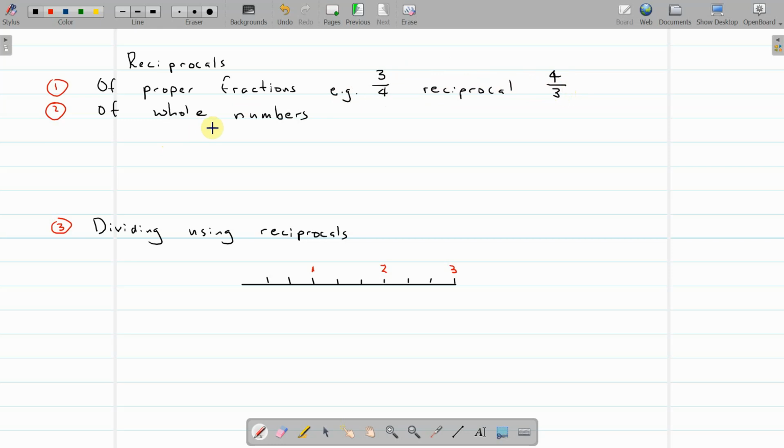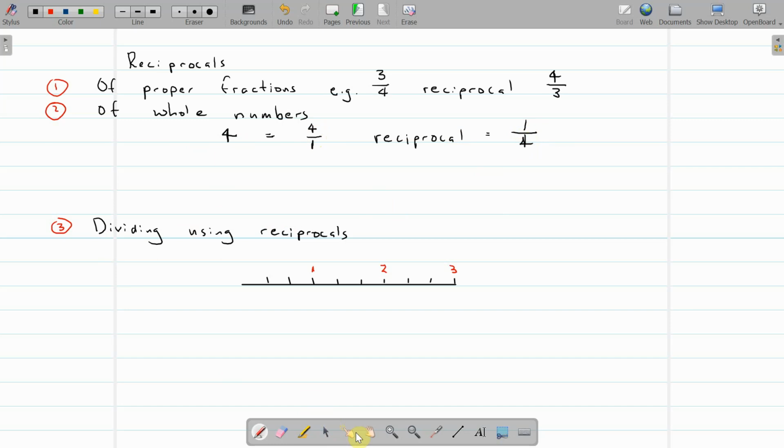You do the same with improper fractions. Denominator becomes numerator, numerator becomes denominator. Whole numbers. Well, let's go with 4. 4 can be written as a fraction. So whole numbers can be written as fractions with 1 in the denominator. So the reciprocal of a whole number, denominator becomes numerator, numerator becomes denominator. So a whole number's reciprocal does exist. It's usually 1 over that whole number.